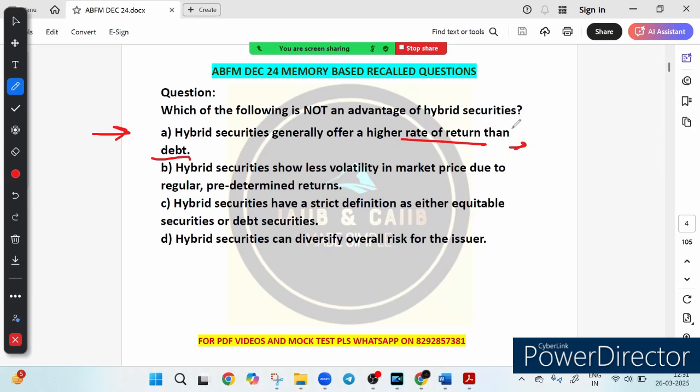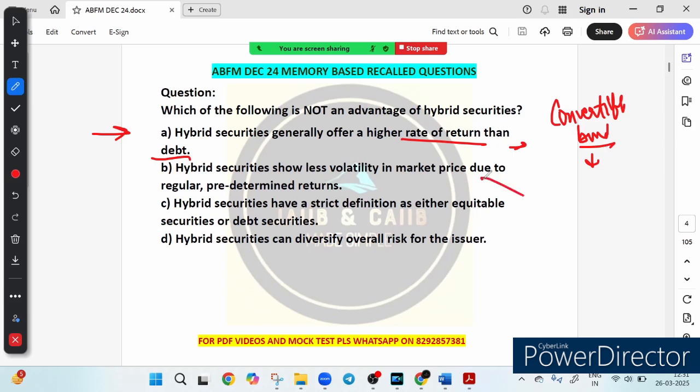For example, suppose a company is issuing a convertible bond, which is a kind of hybrid security. It might offer a higher interest rate than a traditional bond to attract investors, because investors take on slightly higher risk, so they get rewarded with better return. So convertible bond is a kind of high risk instrument.